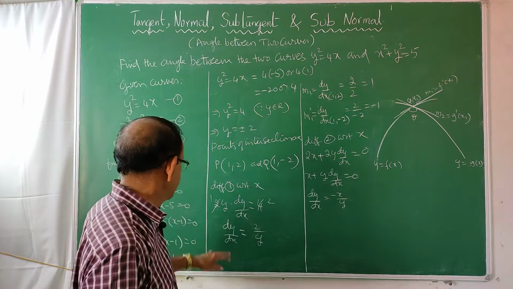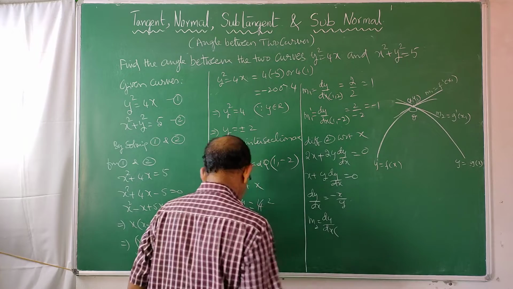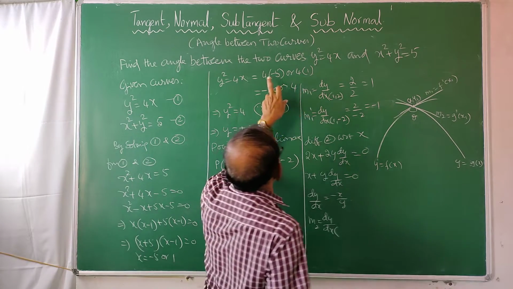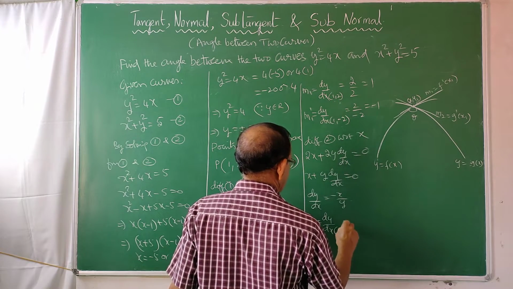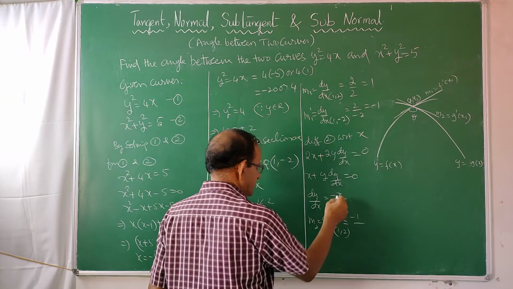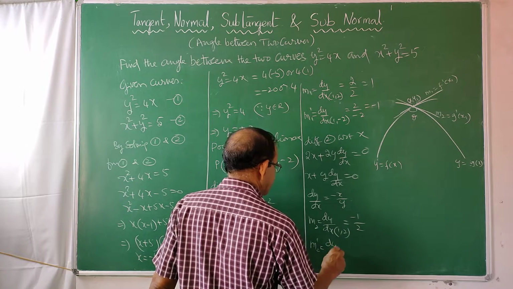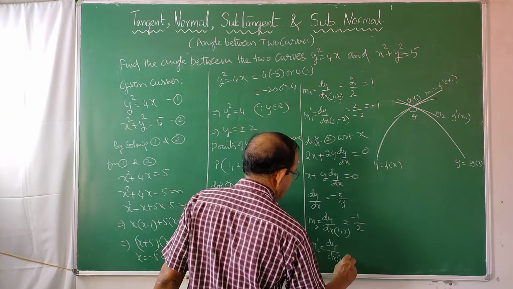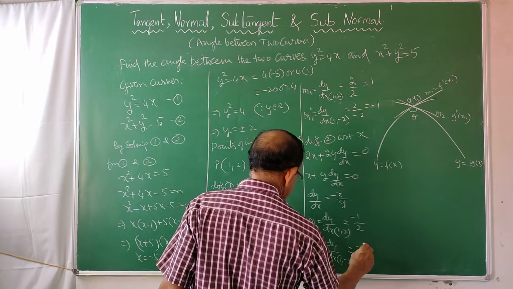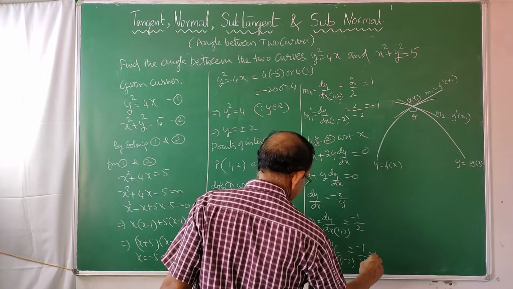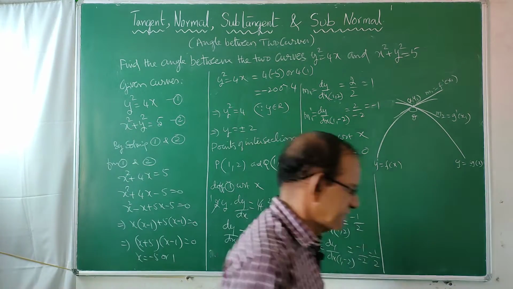Now let us find m2. m2 means dy by dx at the first point, 1 comma 2: minus x by y, put x equal to 1 and y equal to 2, so minus 1 by 2. m2 dash, for the same curve at the second point 1 comma minus 2: in place of x write 1, minus 1 by minus 2, equal to plus 1 by 2.